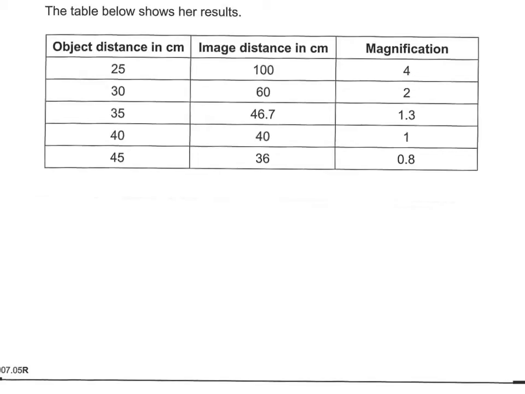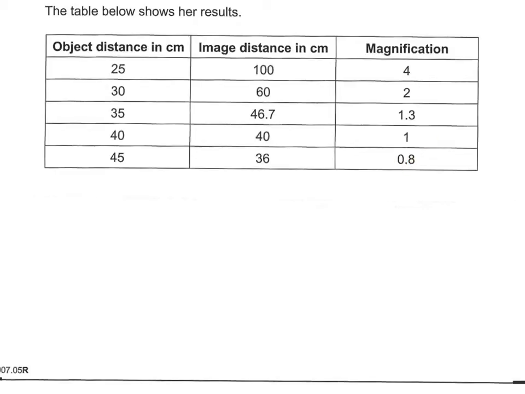The first question asks you, by examining Mary's measurements, deduce another method for calculating the magnification produced by the lens. So you can see these numbers here. When we had 25 and 100, the magnification turned out to be 4. When we had 30 and 60, the magnification turned out to be 2. When we had 35 and 46.7, the magnification was 1.3. When we had 40 and 40, the magnification was 1. And we had 45 and 36, the magnification was 0.8. So clearly, image distance over object distance is also giving you these magnification numbers.